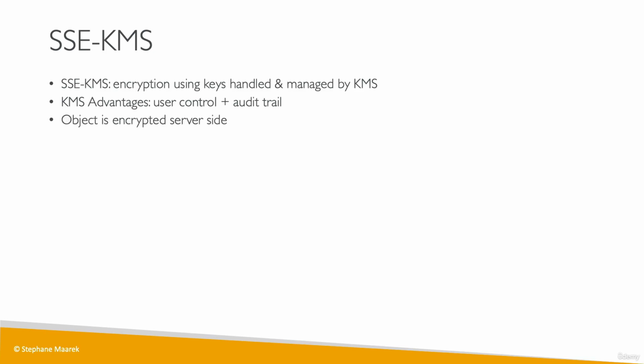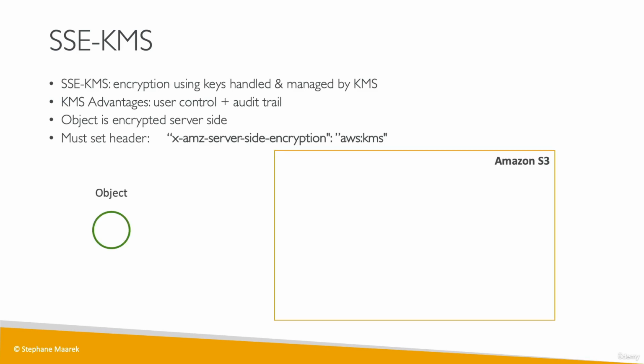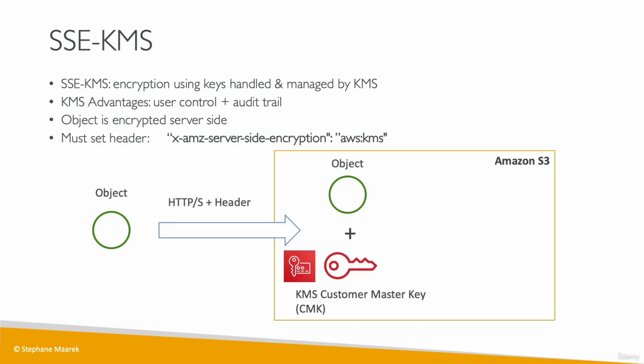Each object is going to be again encrypted server-side. For this to work, we must set the header X Amazon server-side encryption to the value aws:kms. The idea is exactly the same because it is server-side encryption. We have the object, we upload it using HTTPS and the header. Then using this header, Amazon S3 knows to apply the KMS customer master key you have defined on top of it. Using this customer master key and your object, some encryption will happen, and the file will be stored in your S3 bucket under the SSE-KMS encryption scheme.